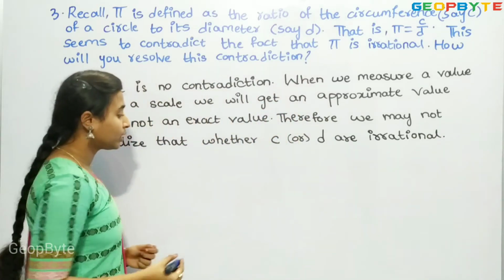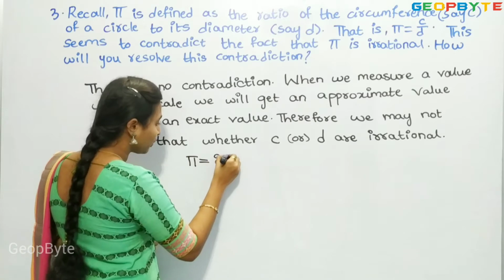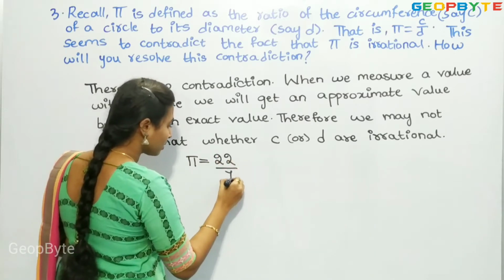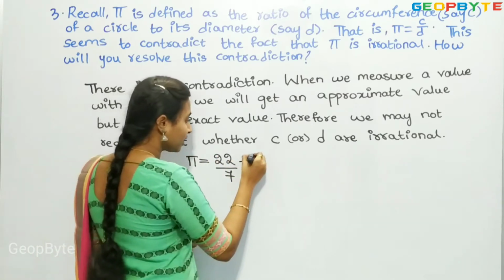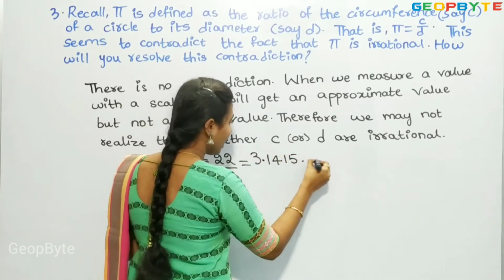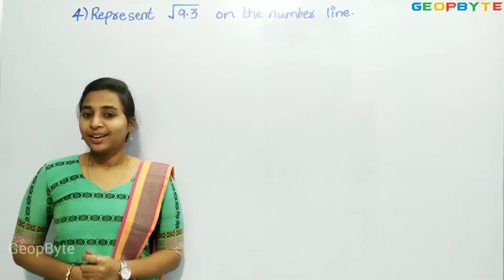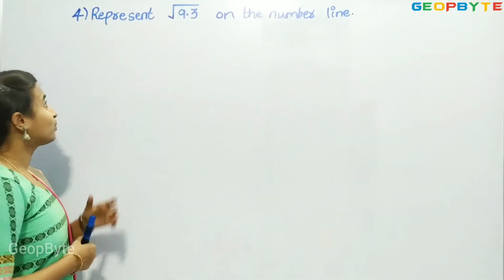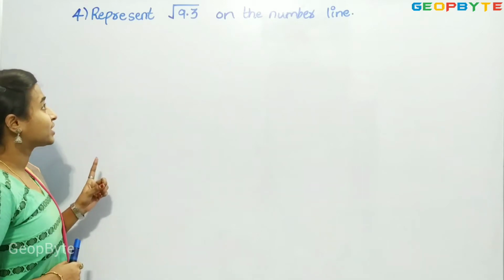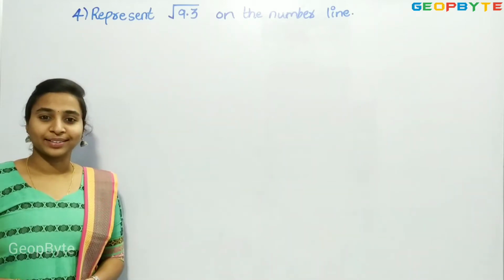We also know that pi is almost 22 by 7. That is nothing but 3.1415 and so on. Now let us see the fourth question. Represent under root 9.3 on the number line.